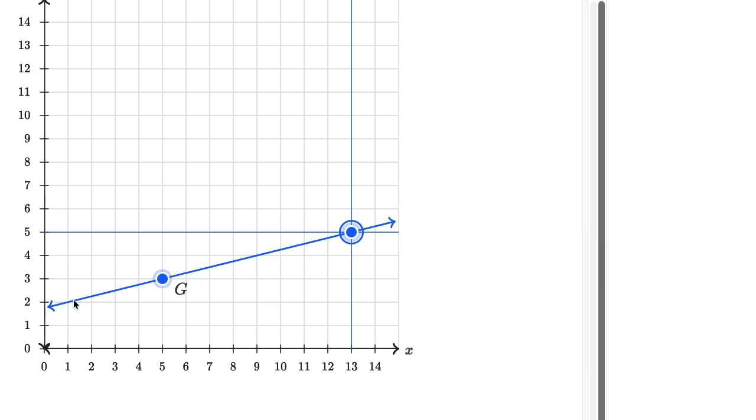And I encourage you, for all of them, look at what the change in x is, look at what the change in y over the change in x is. And you'll see it's always 1/4 between any two points on this line.